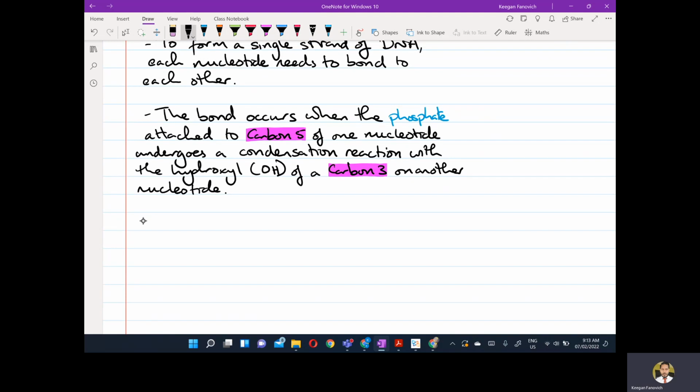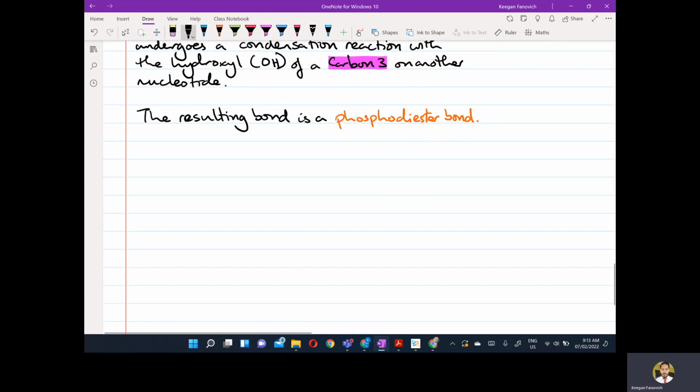The name of the bond, the resulting bond anyway, is a phosphodiester bond. Okay, it's called a phosphodiester bond. And it looks like this.